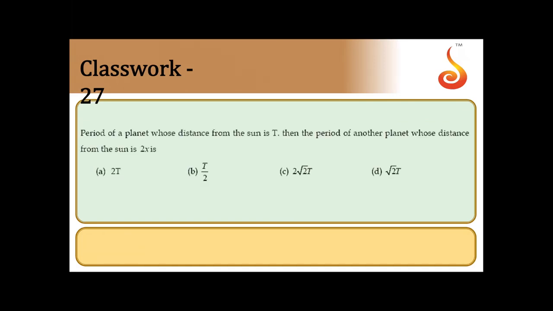Period of a planet whose distance from the sun is x is t. Then what is the period of another planet whose distance from the sun is 2x? If x is the distance, time period is t. If 2x is the distance, what is the time period? So that is what they are asking.